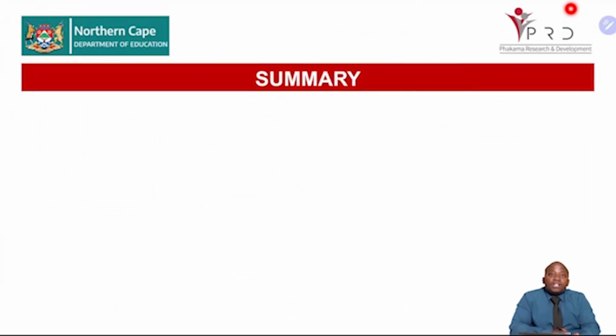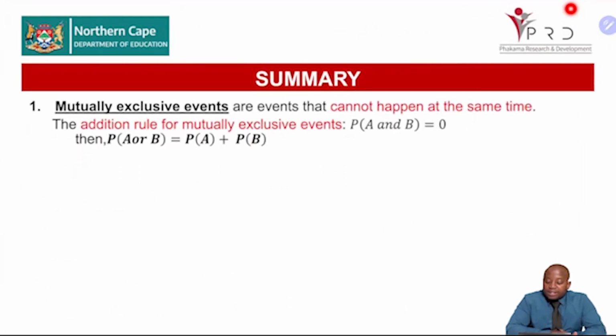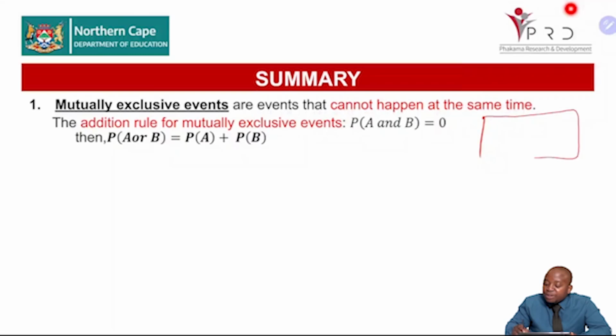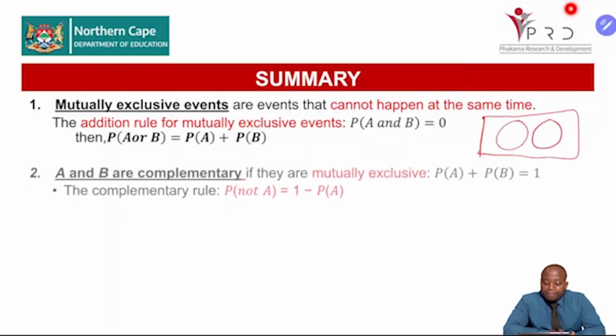Right, now let us look at our summary. For our lesson, we have focused on mutually exclusive events, and these are events that cannot occur at the same time, and we have dealt with the addition rule for mutually exclusive events, where the probability of A and B occurring is 0. And remember, under mutually exclusive events, when you look at the Venn diagram, there won't be any intersection. Right, so we say the probability of A or B is equal to the probability of A plus the probability of B.